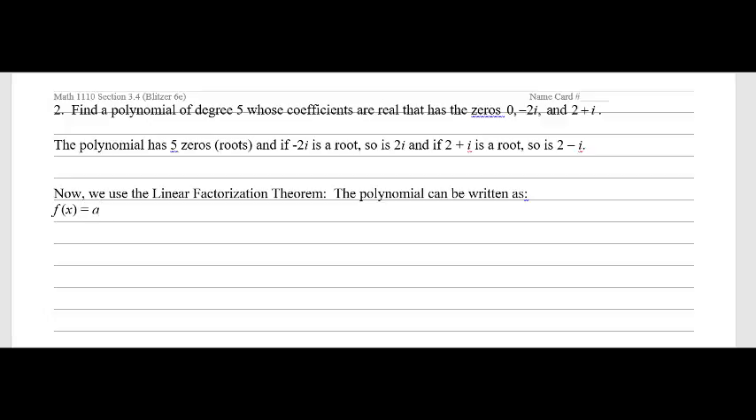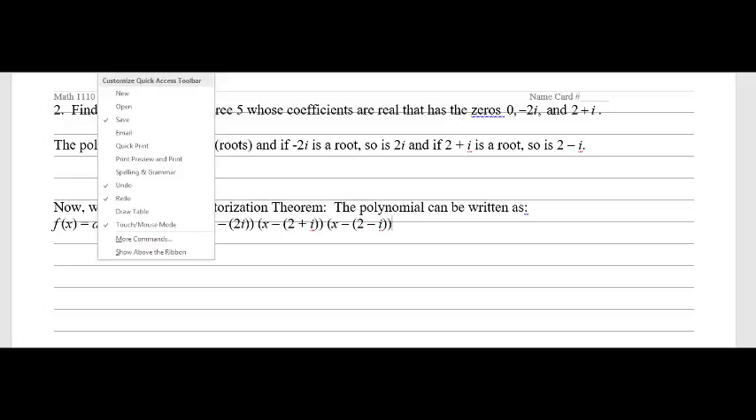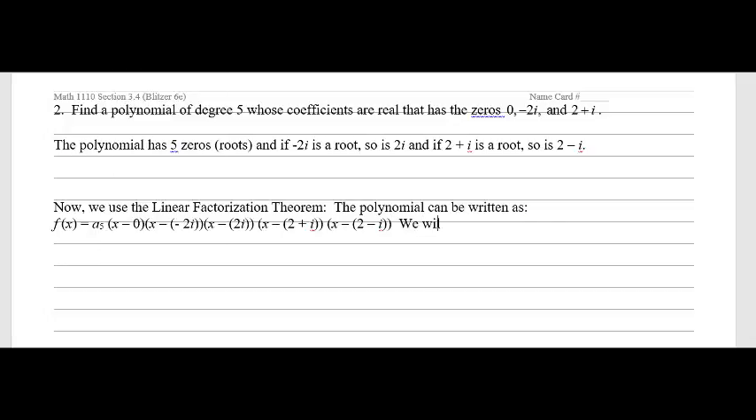And we know the polynomial, this 5th degree polynomial, can be written as a5 times x minus 0 times x minus -2i times x minus 2i times x minus 2 plus i times x minus 2 minus i. So that's how I would write this 5th degree polynomial in factored form.